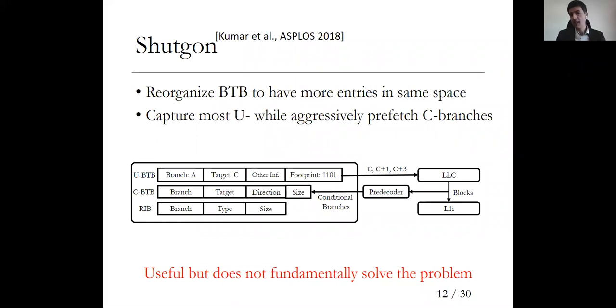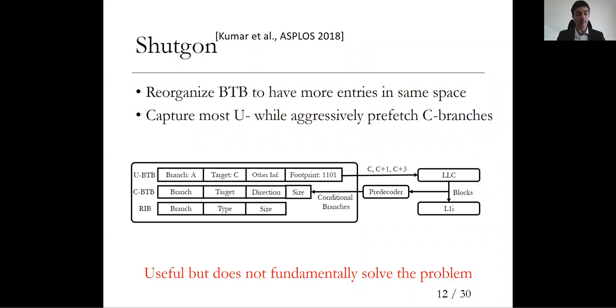In 2018, Kumar and others identified this mistake and proposed Shotgun to address this problem. Essentially, in many senses, what Shotgun does is very similar to the previous proposal, Boomerang. However, it mainly changes the structure of the BTB. They try to change the structure of the BTB in order to be able to put more branches into the same storage budget.